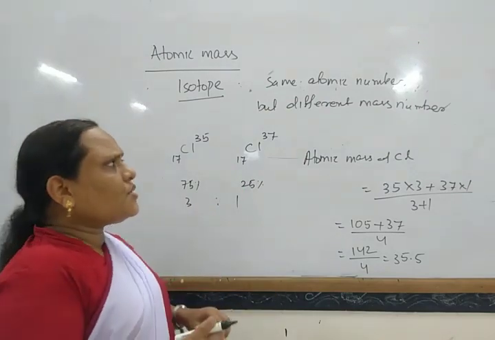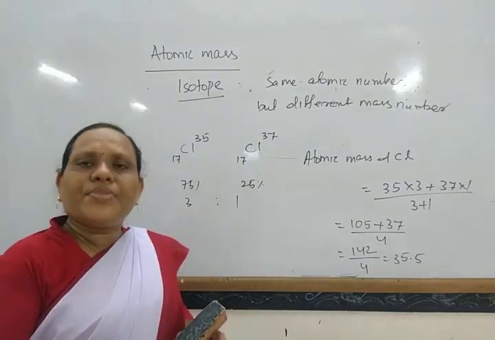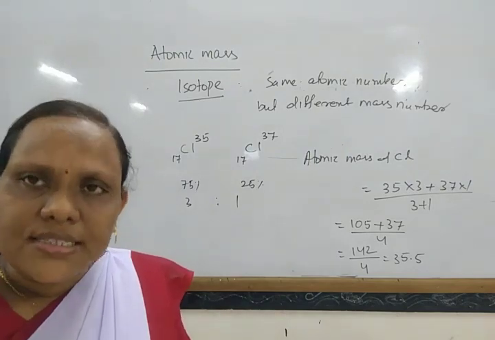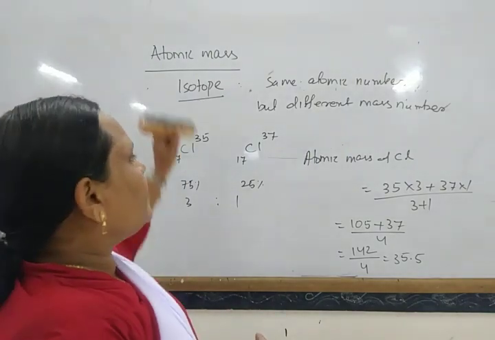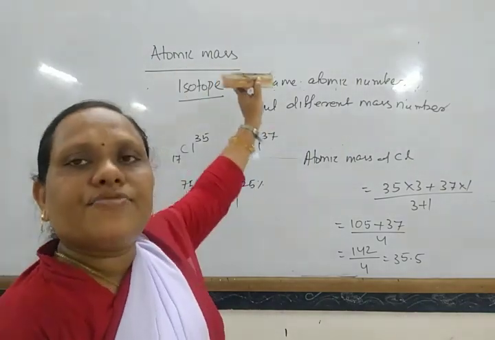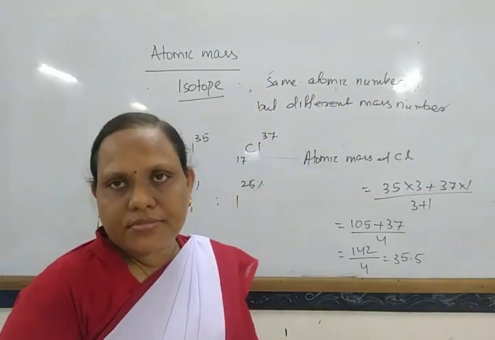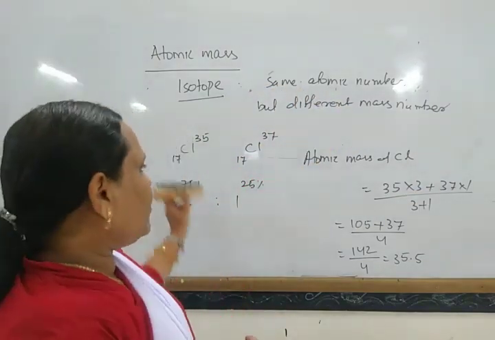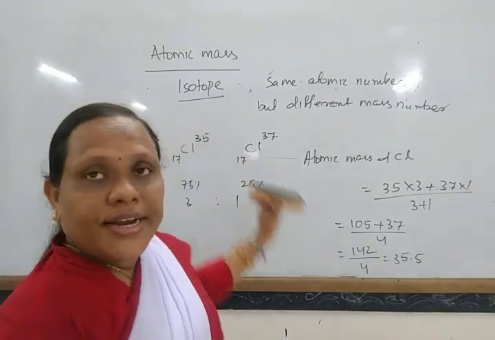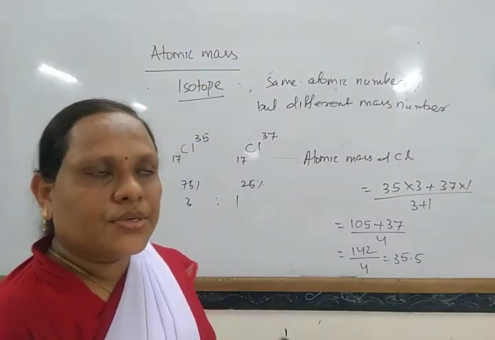So there are so many elements that have atomic mass with some fractional value, because generally they exist in different isotopic forms. In this way, we get different fractional values.